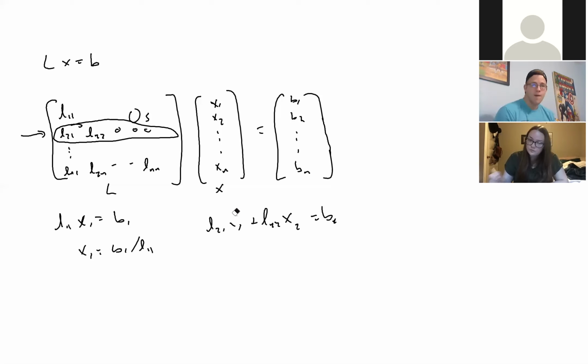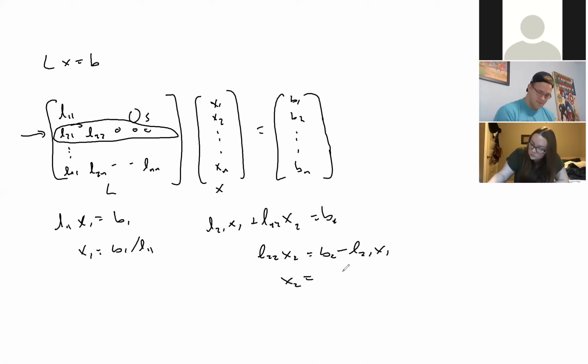So now if I want to solve for x2, let's think about what I have to do here. I would subtract off the L21 x1, and then I divide off the L22. This is basically the same as describing the process for row reduction, just writing it out a slightly different way.